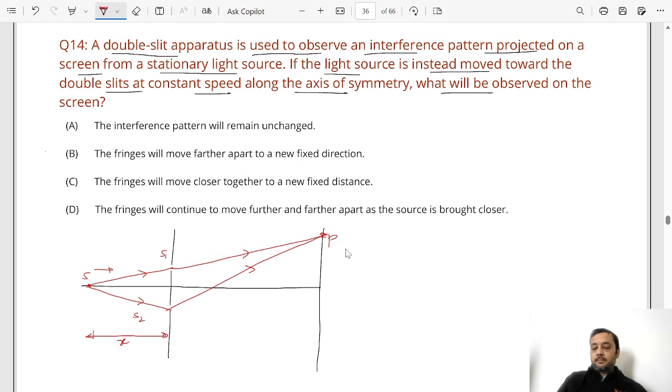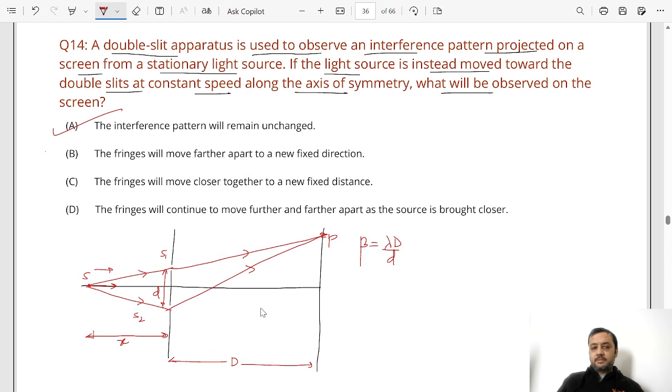But will that change the fringe width? Because if you remember, fringe width is lambda capital D by small d. Capital D is this value and small d is this value. So neither lambda changes, nor capital D, nor small d. So when the source moves towards the slits, nothing will change. The interference pattern will remain unchanged. The fringe width will not change.